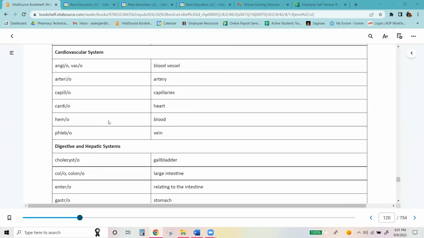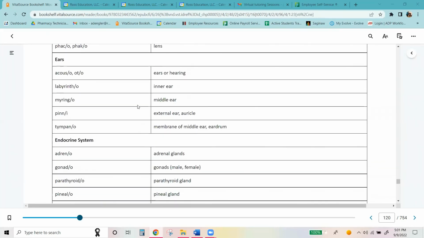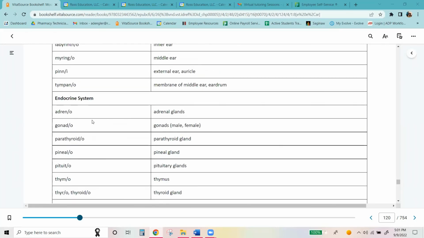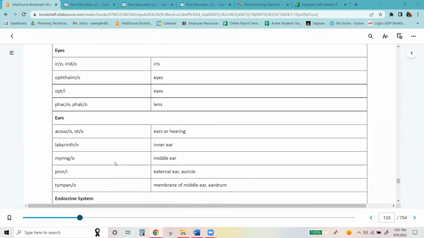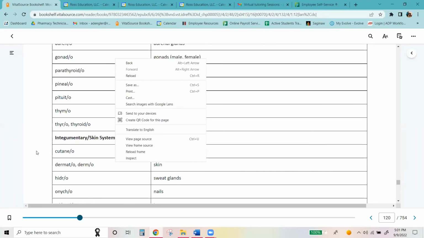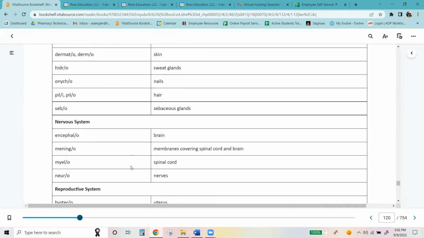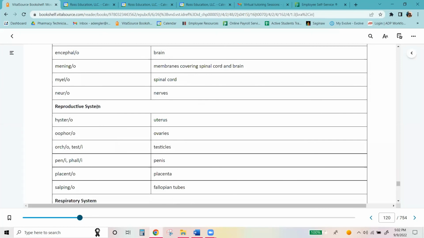Trying to find some other ones that I could easily just say. And then for eyes, we have these. For ears, we have these. And then the endocrine system. And we have the integumentary skin system, the nervous system, the reproductive system. For instance, we talked about the vasectomy. Well, a hysterectomy, if we combine that ending, is removal of the uterus.